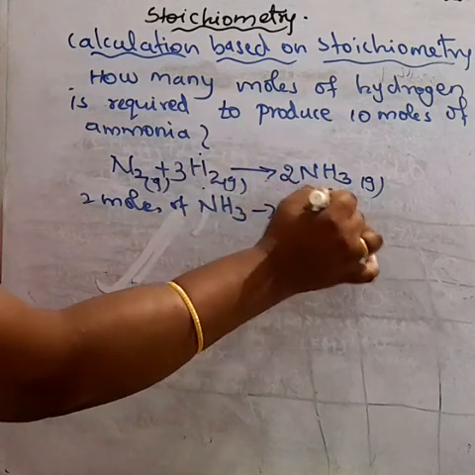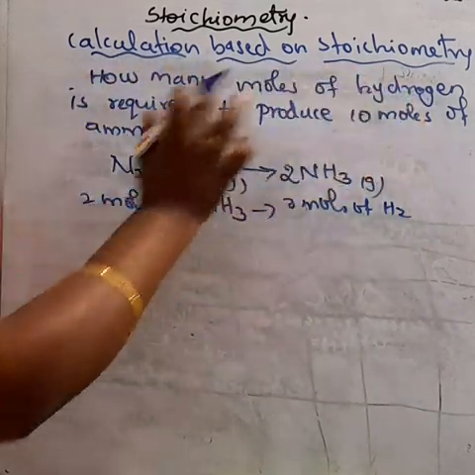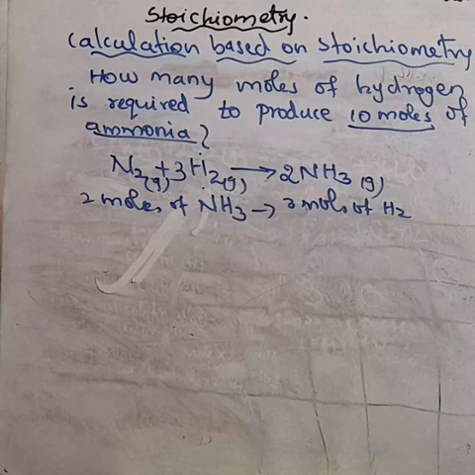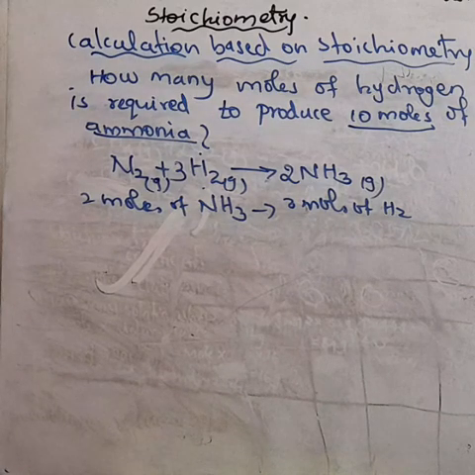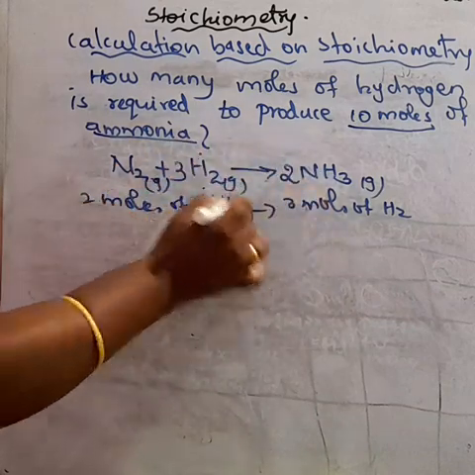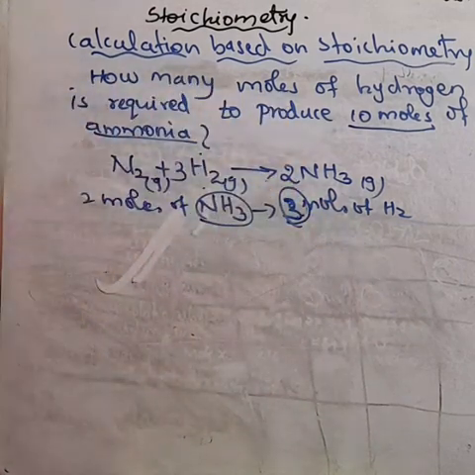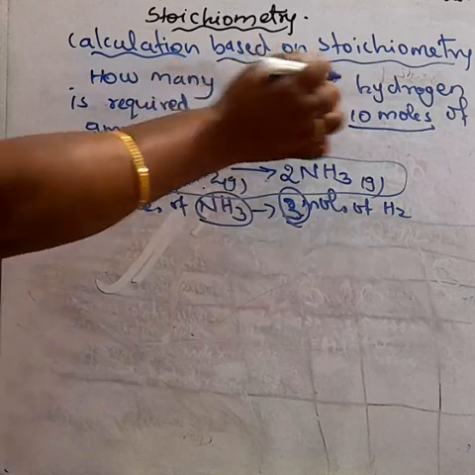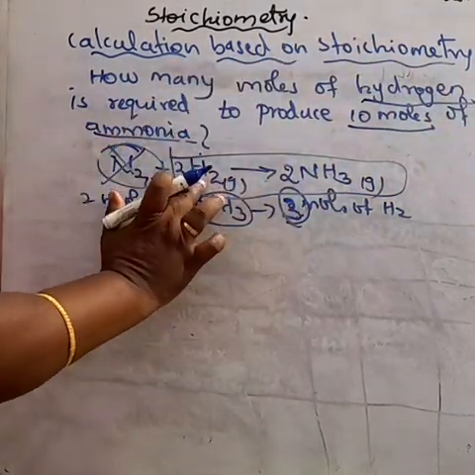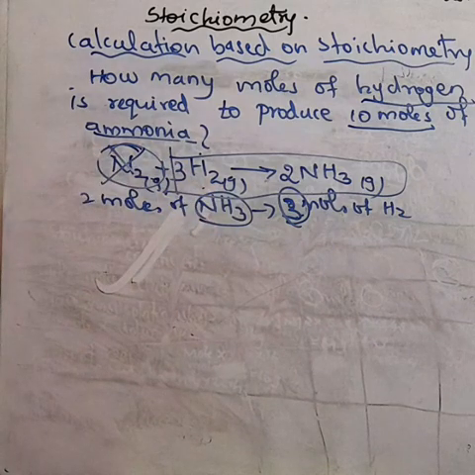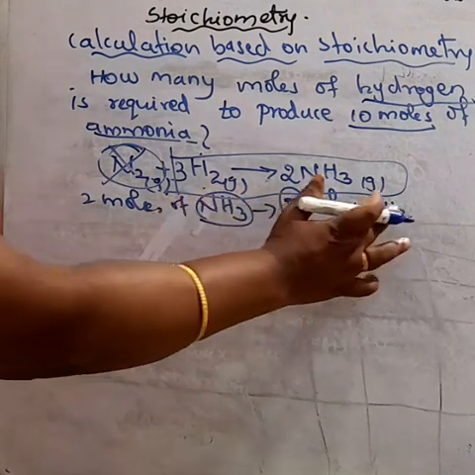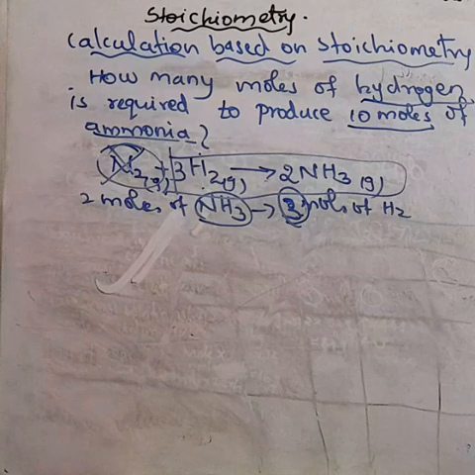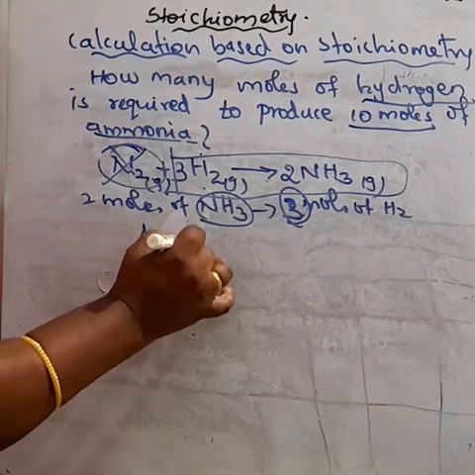But today our question is: how many moles of hydrogen are required to produce 10 moles of ammonia? We know that for 2 moles of ammonia, 3 moles of hydrogen are required. Only hydrogen we are considering here. Nitrogen, no need to consider, because only hydrogen and ammonia are involved in this question. So 2 moles of ammonia need 3 moles of hydrogen.